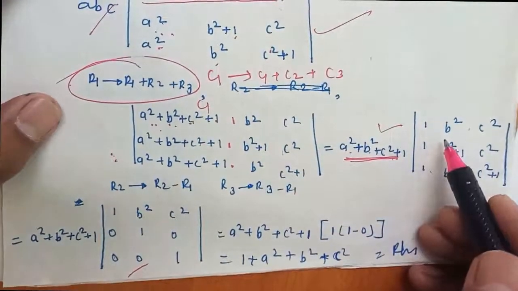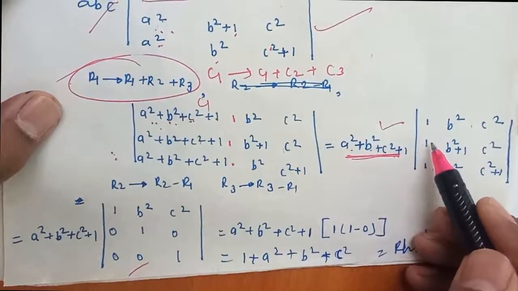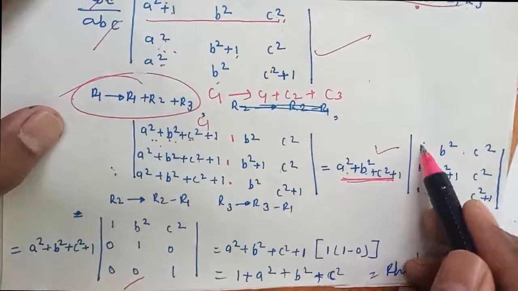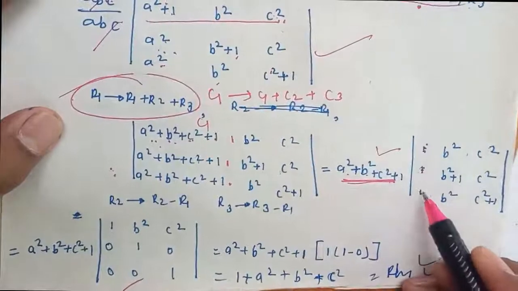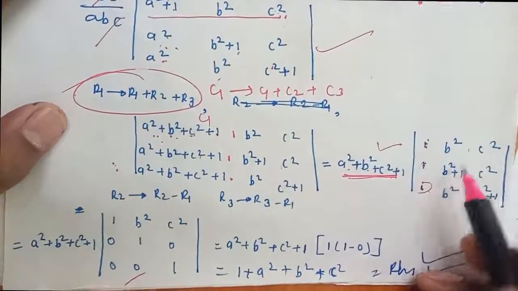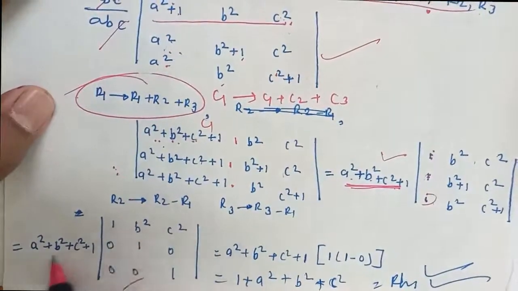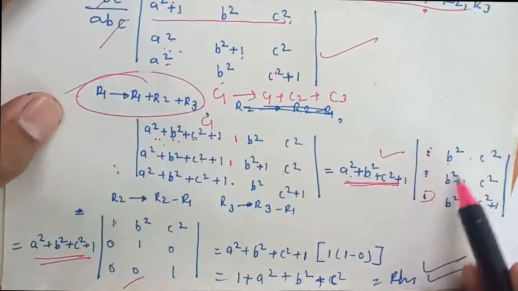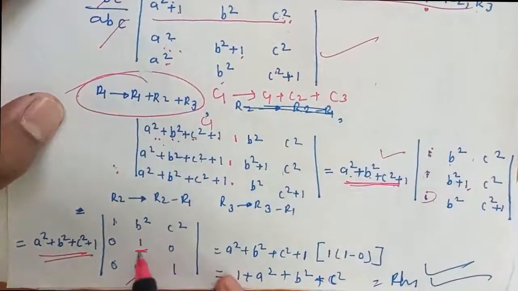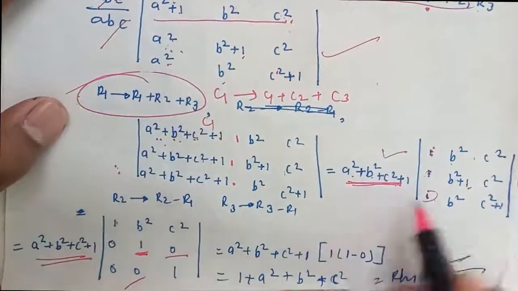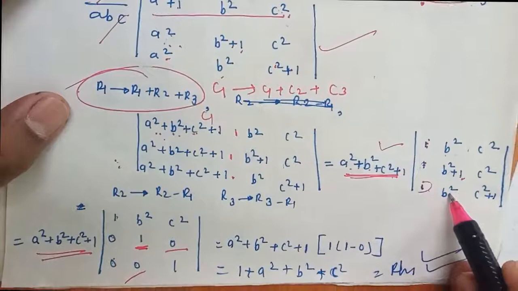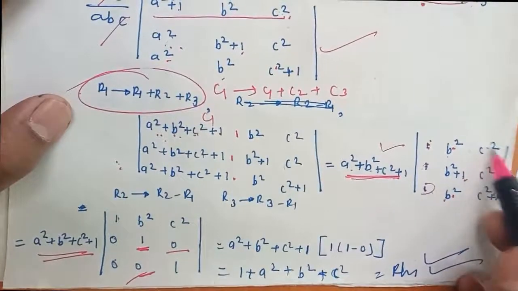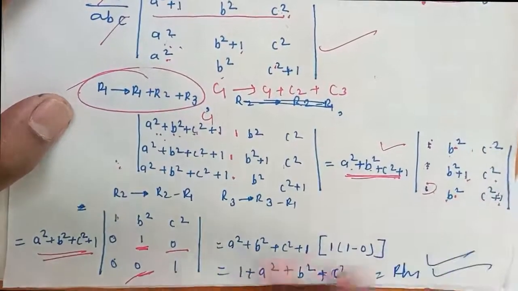So what I can do is make the transformation R2 minus R1 and R3 minus R1. If I do R2 changes to R2 minus R1, it will become 0 here. And if I do R3 changes to R3 minus R1, it will become 0 here. What I got here is common already, so it is 1, 0, 0. B square plus 1 minus B square cancel, so 1 will come. Next, C square minus C square is 0. Next, B square minus B square will come because R3 minus R1 I am doing, so it will be 0 here. And C square plus 1 minus C square, C square cancels, so 1 will be here.